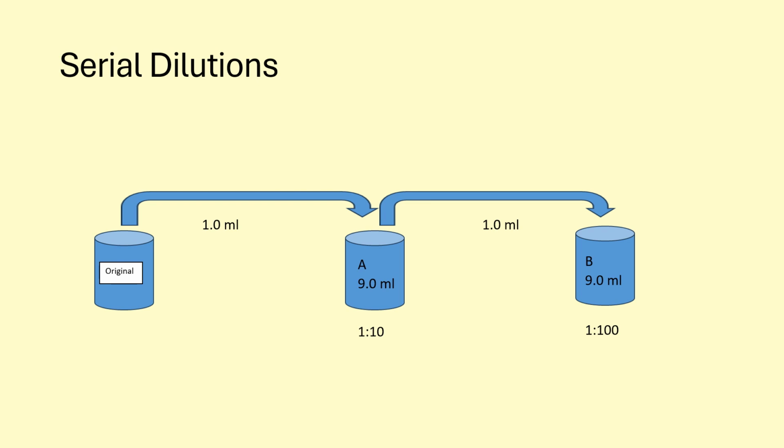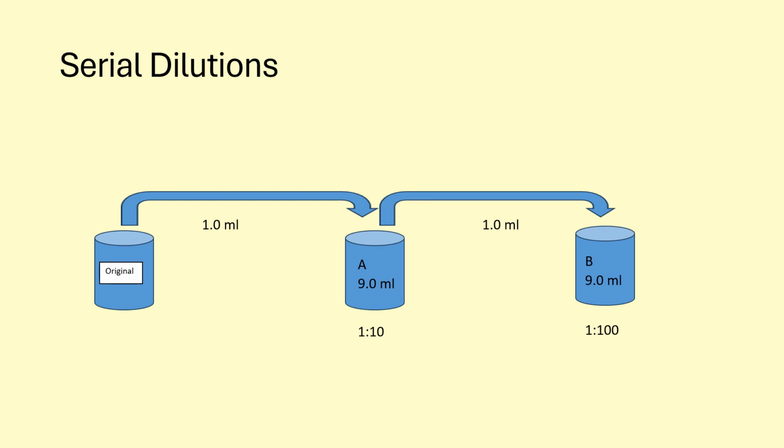What's the total volume now? You had 1 mil here that you placed into the 9 mils, so the total is 10. So the 1 is how much did you put in, and the 10 is what is the total final volume.